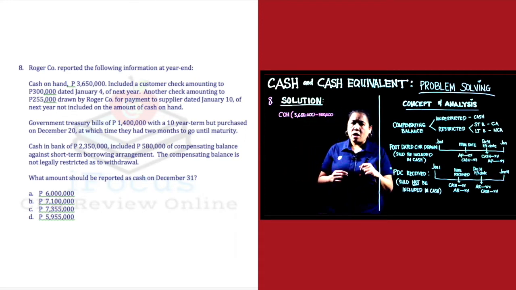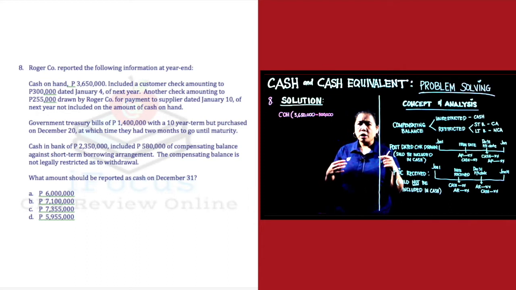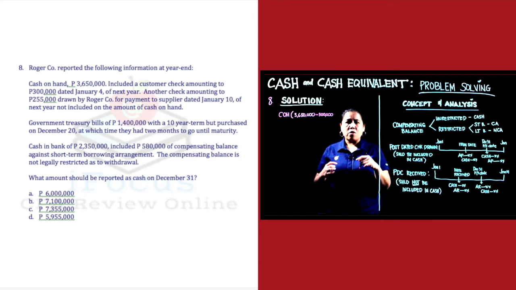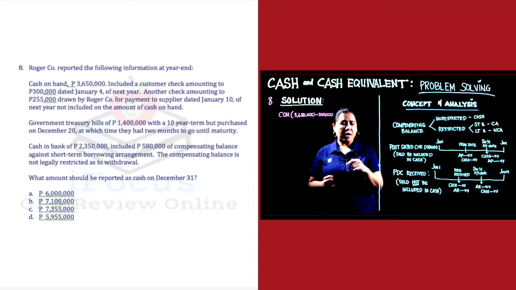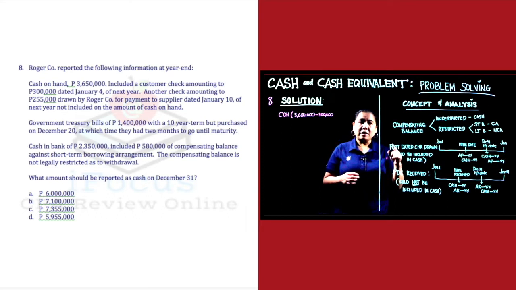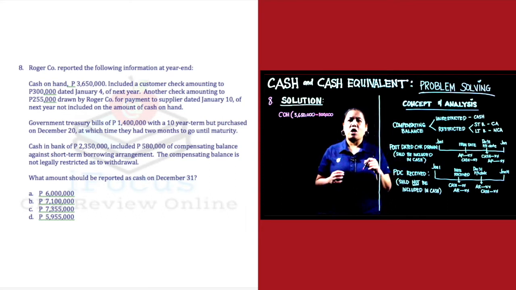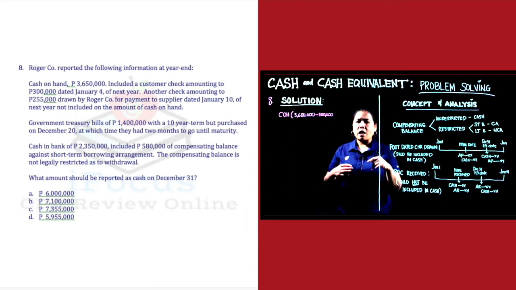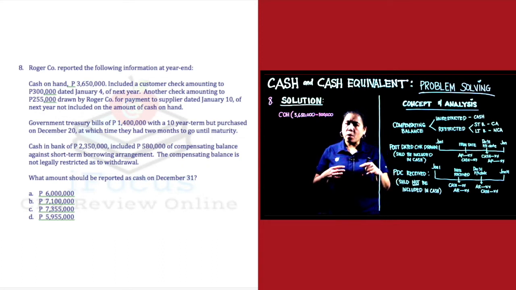Another check amounting to 255,000 drawn by Roger Company for payment to supplier dated January 10 of the next year, not included in the amount of cash on hand. Ano itong 255,000 na ito? Ito po ay post-dated check issued by the company or post-dated check drawn by the company.